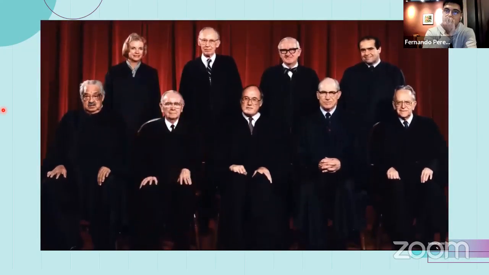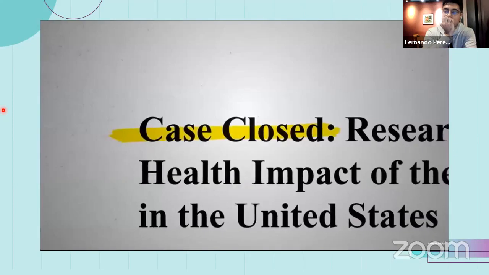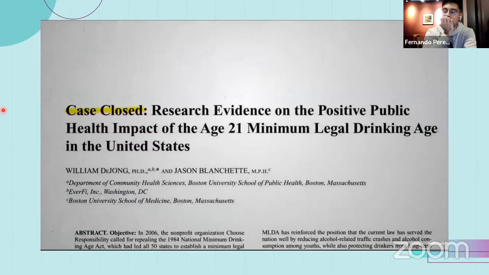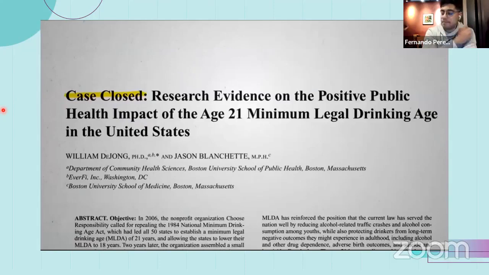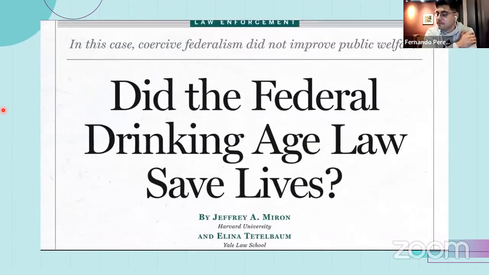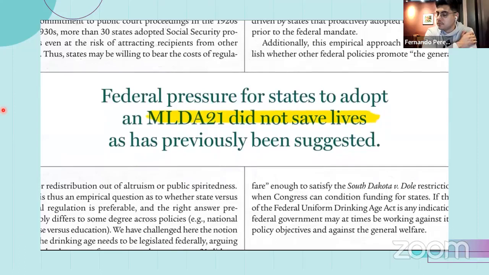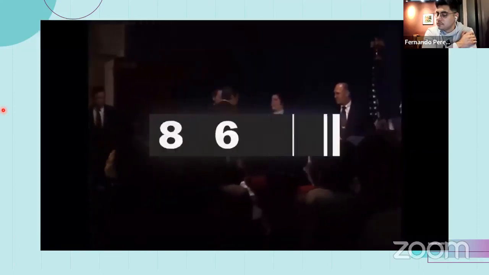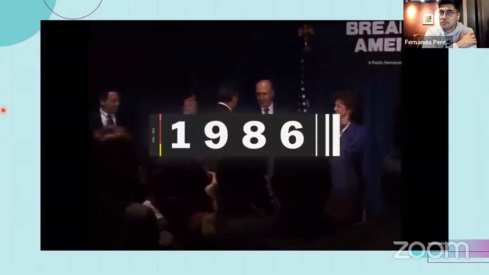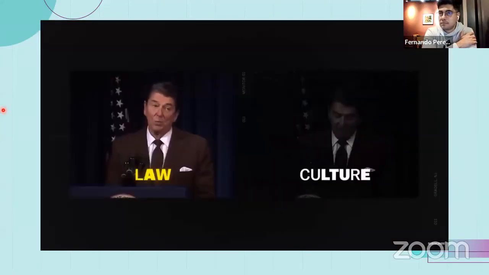Did it work? Most studies of studies declare case closed, that the higher drinking age saves lives and reduces alcohol consumption. Skeptics, like people from the Libertarian Cato Institute, claim a broader cultural change, not a law, should be credited with saving lives. Reagan himself kind of argued both sides, saying that the new minimum drinking age is working.